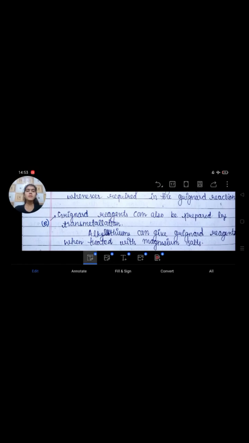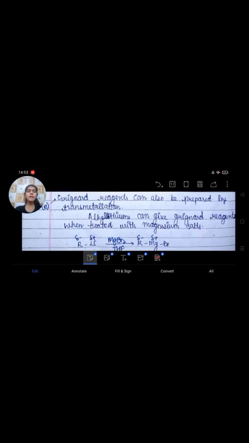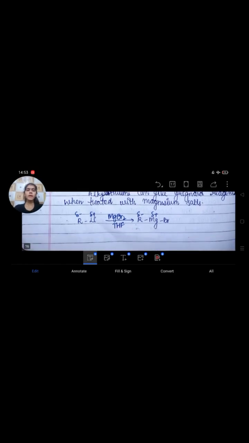Fifth type is Grignard reagents can also be prepared by transmetallation. Alkyl lithium can give Grignard reagents when treated with magnesium salts. When alkyl lithium reacts with MgBr2 in the presence of tetrahydrofuran, it gets converted into the Grignard reagent, that is alkyl magnesium bromide.